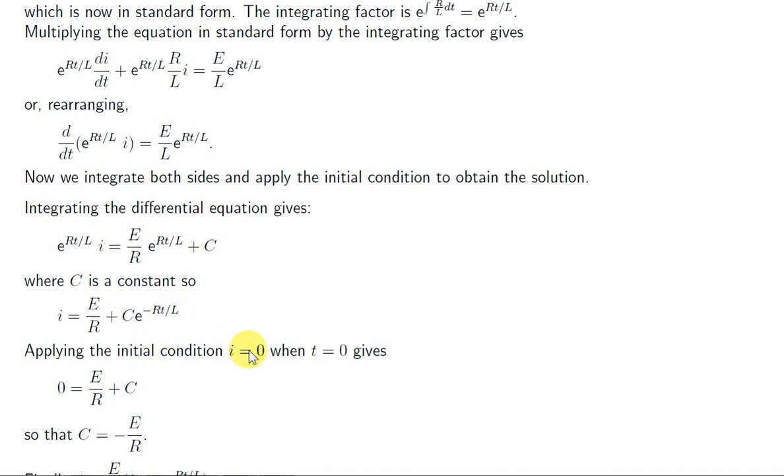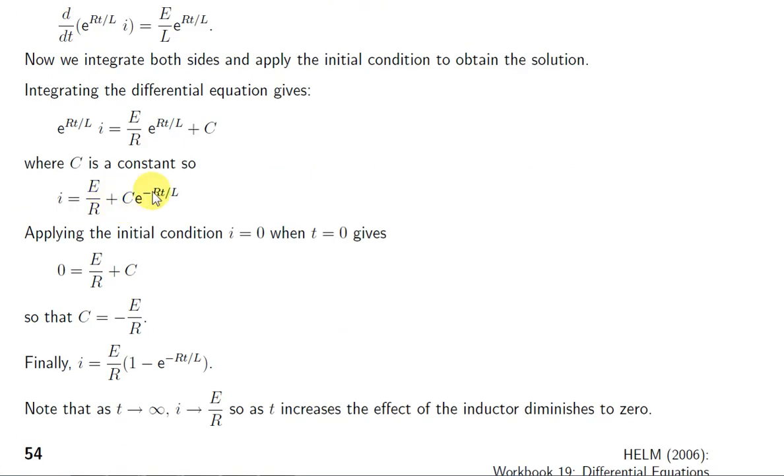Now we have this initial condition that the current is 0 at t equals 0. So if we plug 0 in for t, we get c times 1 here, and we have I equal to 0 on the left hand side. So from that we can get our constant, which is minus E over R. So we go back to our general solution, and we plug minus E over R in for c. We can factorize out E over R, and we have then 1 minus e to the minus Rt over L.